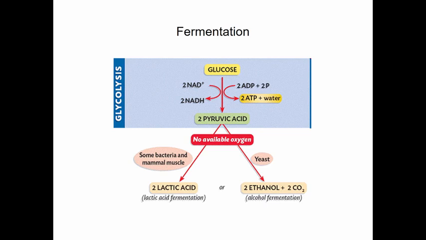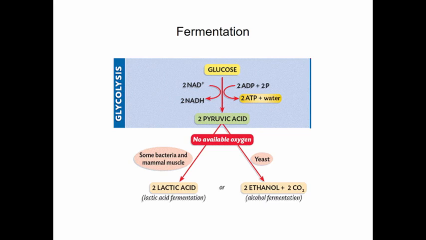Remember, pyruvic acid has how many carbons? 3. Oh, 3. And we're releasing it and giving some of it off, okay? So fermentation is a process organisms can use when they don't have oxygen available.